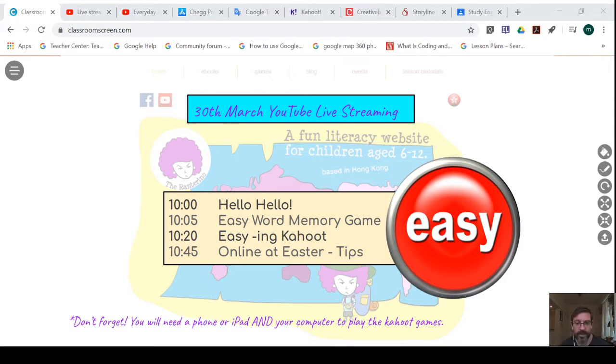In a few moments, we're going to be playing a memory game. Ooh, what's that? I'll tell you in a minute. And of course, today we will have a Kahoot. And today's Kahoot is all about this ing. Now, we have a special name in English for that. It's called the gerund, but don't worry about that. Just the ing. You know, lots of words you can put ing on. So we're going to have a fun, quite easy Kahoot with that.